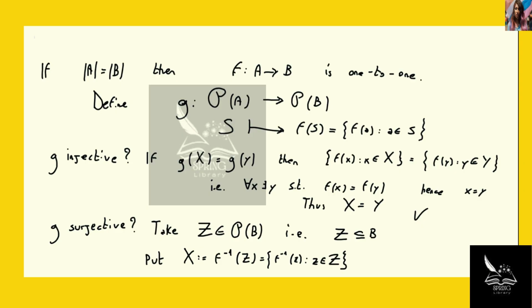This set X lives inside A, and by construction, g of X is exactly Z, which shows that g is surjective. Therefore, g is both injective and surjective, which means it's a bijection.